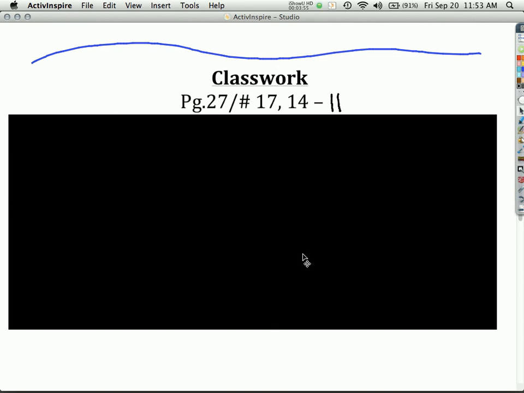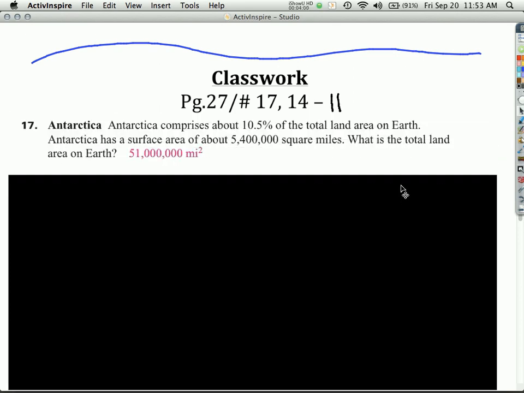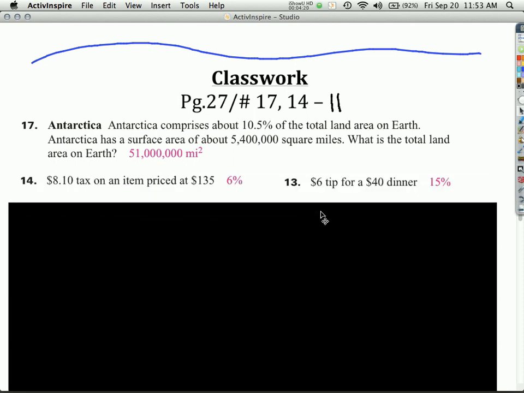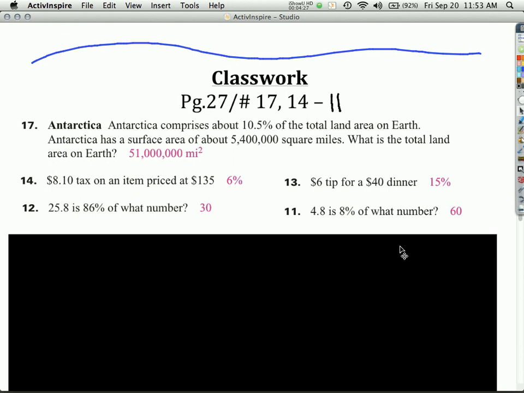All right, let's see how we're doing so far with percents. Colored pens up. Number 17 comes out to a slightly different number than this, but the publisher rounded. So if you got 51,500,000 something or something like that, 400 something thousand, that's good too. Somewhere around 51 million. Number 14 is 6%. Number 13 is 15%. Number 12 is 30. And number 11 is 60.